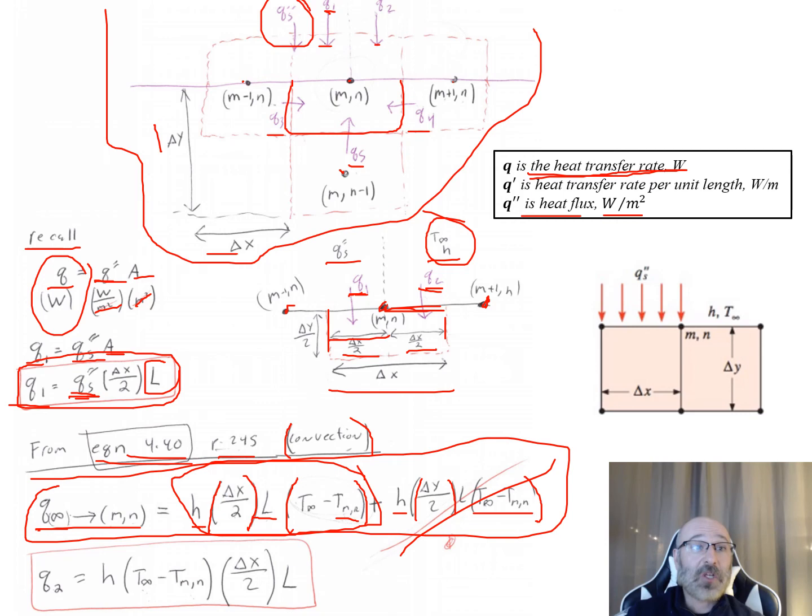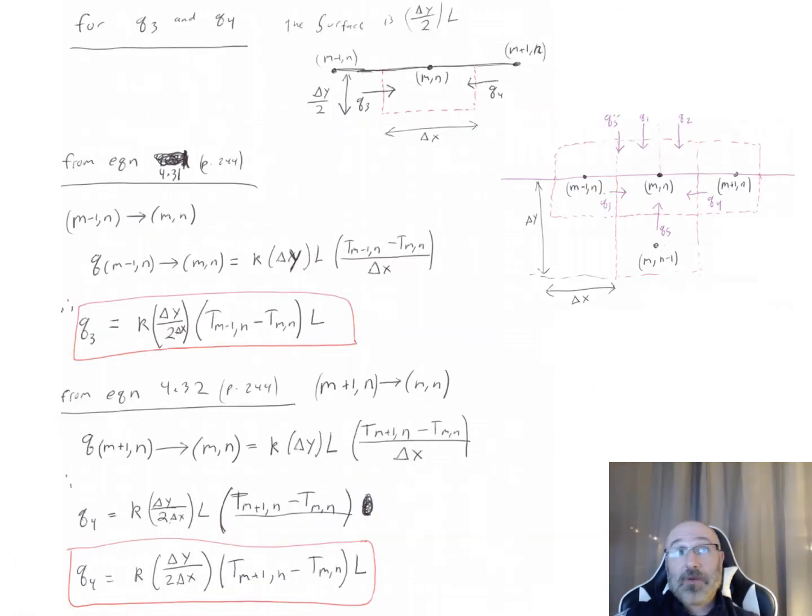And what we can see now, our Q2 reduces down to an expression of h times our temperature difference between our surrounding temperature and our node temperature T of m,n, times our delta x over 2, times our L value, which now gives us an expression for Q2. So now we have an expression for Q1 and an expression for Q2. We still need to solve for Q3, Q4, and Q5.